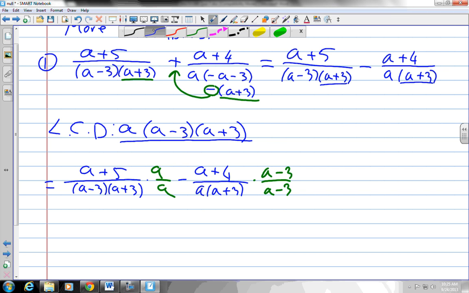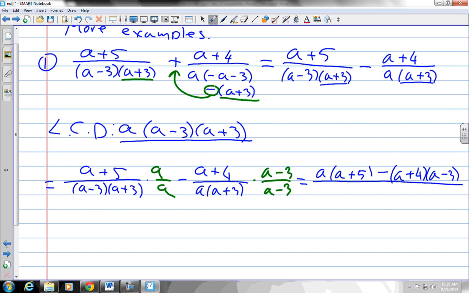Yeah, eventually, yes. But I'm going to take it really slow. I'm going to write it as a times a plus 5, which, yes, will give me a squared plus 5a, minus the product of a plus 4 and a minus 3, all over a times a minus 3 times a plus 3. So I got the two fractions combined into one. The LCD stayed the same. I have a minus in between both numerators.